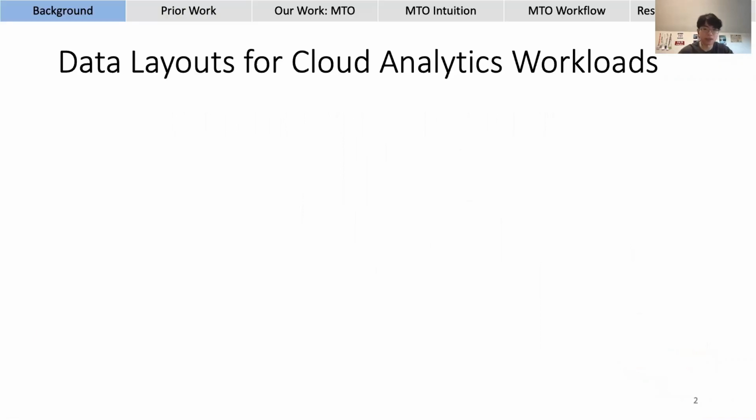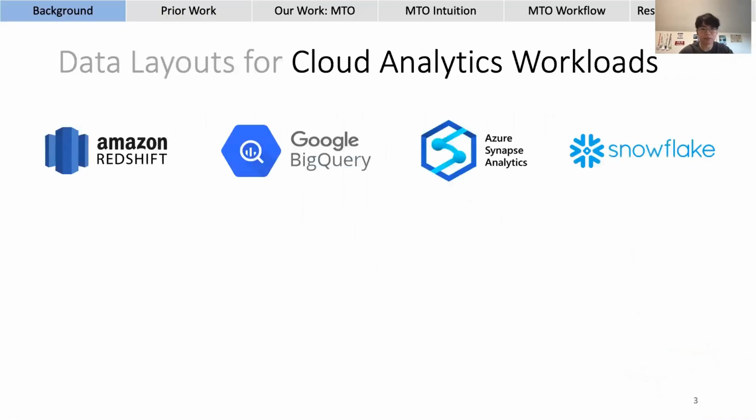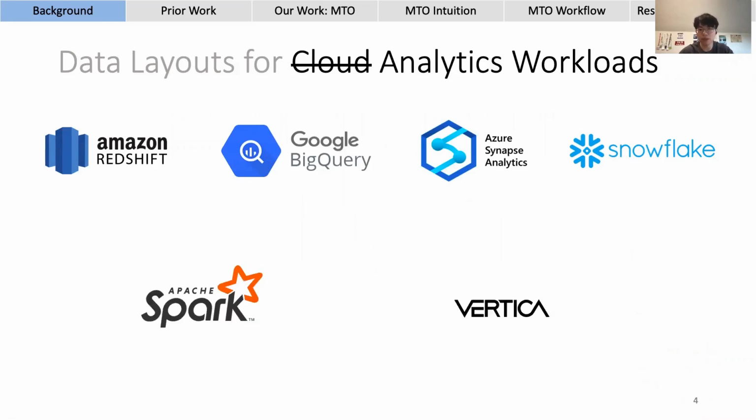And I'll start by dissecting the title of our paper. So our work deals with cloud analytics workloads, meaning OLAP-style workloads that you might run on cloud analytics services like Amazon Redshift, Google BigQuery, Azure Synapse, or Snowflake. But even though our paper focuses on cloud services, the techniques we describe are also useful for data analytics services more broadly. So for example, you can apply our techniques on big data tools like Spark and on-premise data warehouses like Vertica.